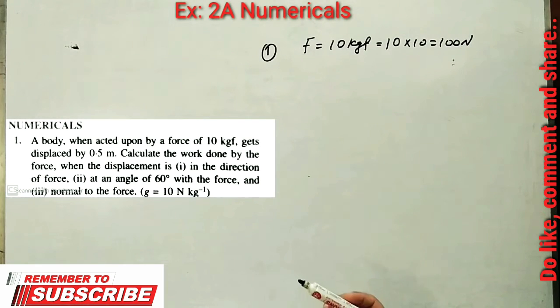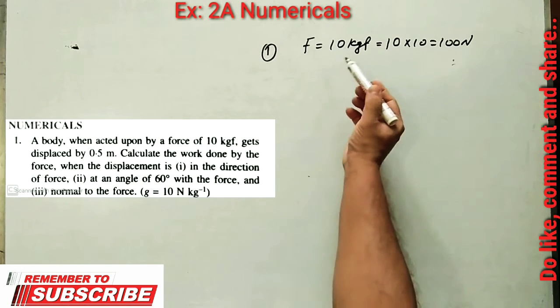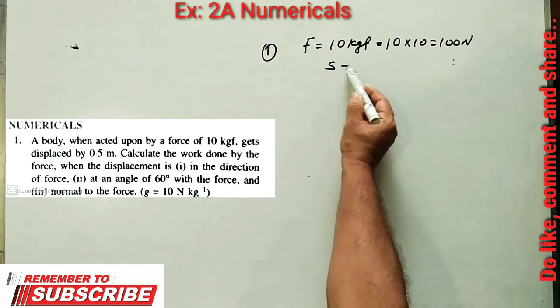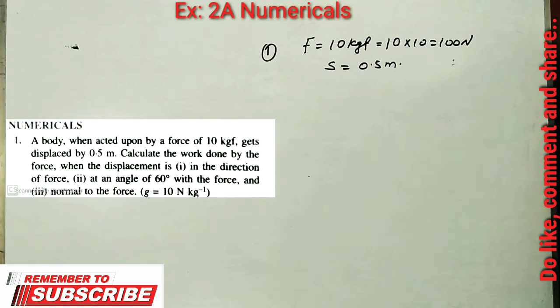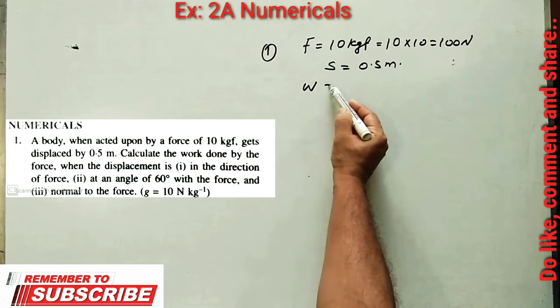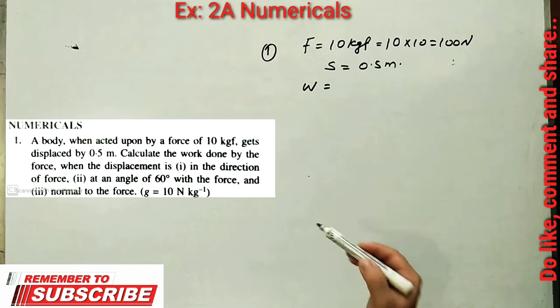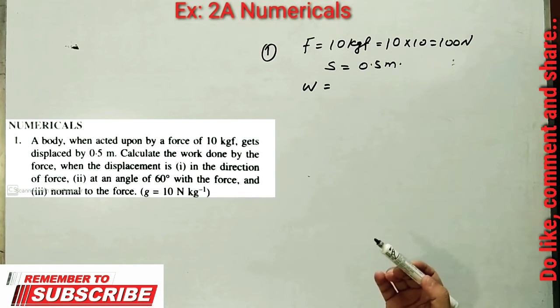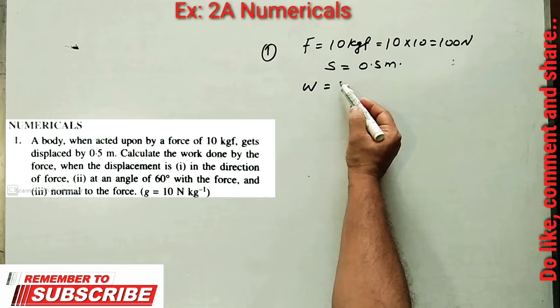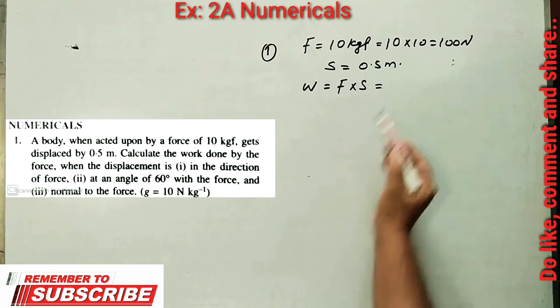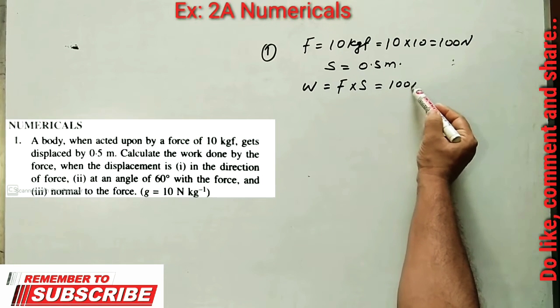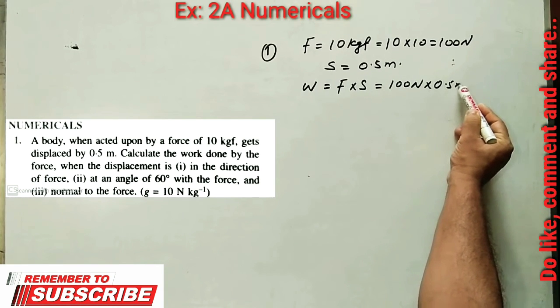Gets displaced by 0.5 meter. So displacement S is equal to 0.5 meter. Calculate the work done by the force when the displacement is in the direction of the force. So what is the work done when the force is acting in the direction of the displacement? What is the formula? Work done is equal to force into displacement. You know that. So force is equal to 100 Newton into 0.5 meter.